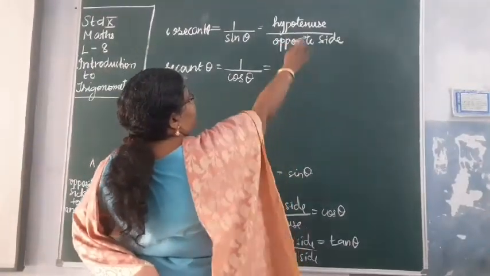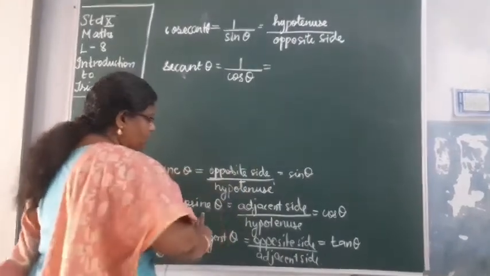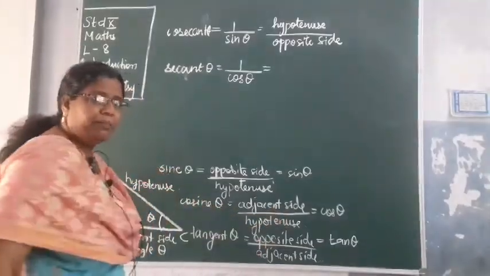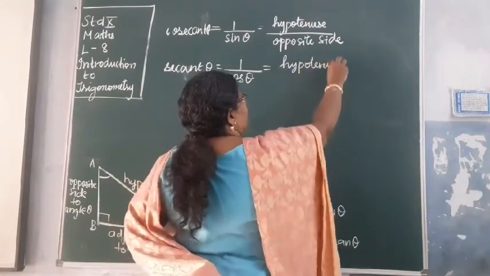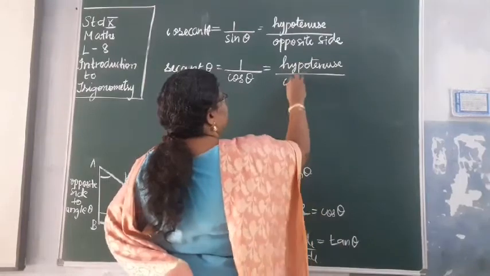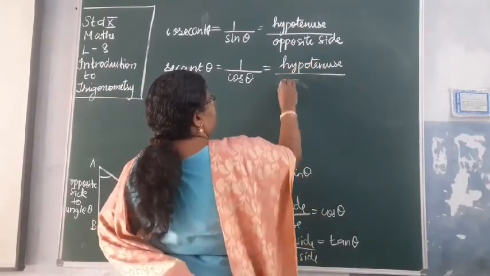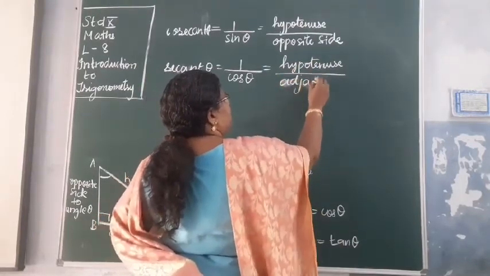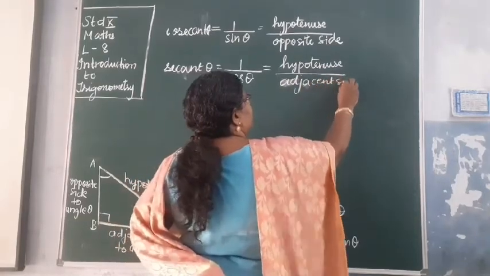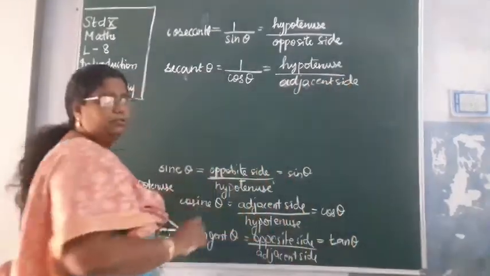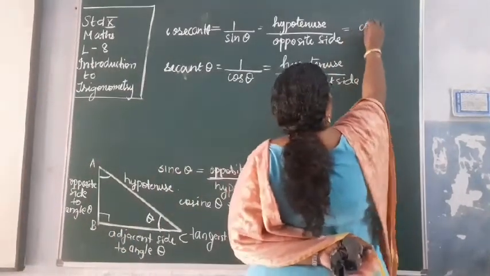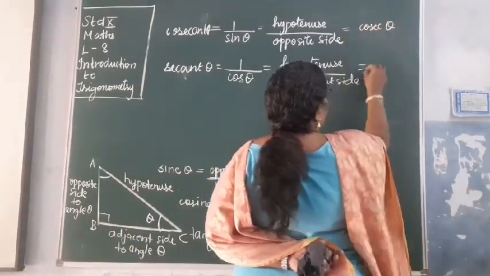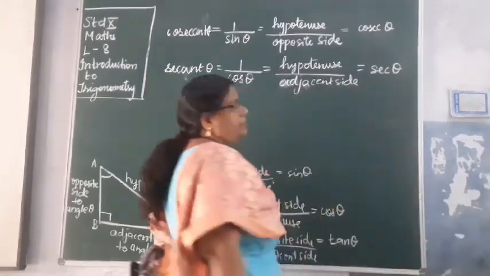Okay, that again will be, now here it is 1 by cos theta. But what is cos theta? Cos theta is adjacent upon hypotenuse. So naturally it will be hypotenuse upon adjacent side of theta. Okay, so you have got your cosecant theta and secant theta, which we represent as cosec theta. Here you represent it as sec theta.